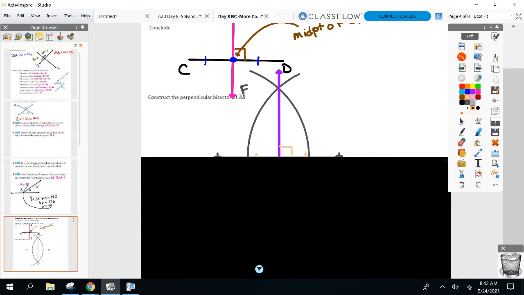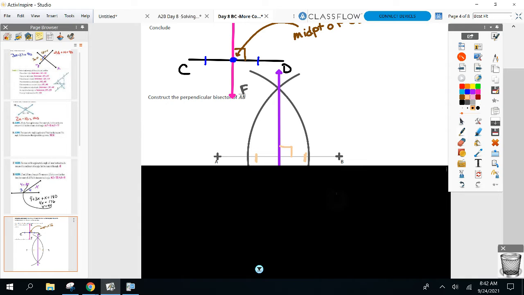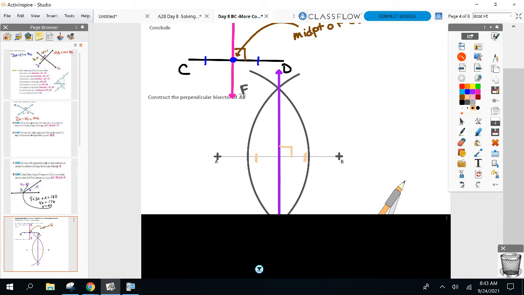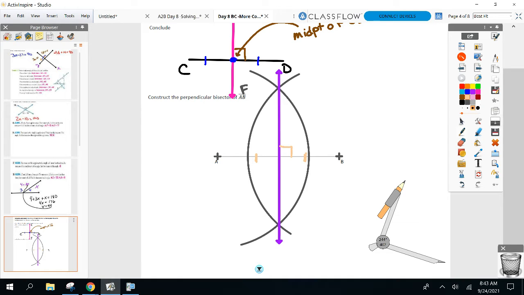But the only thing I can bisect is what? A segment. I can't bisect a line. Why not? Because there's no midpoint. There is no midpoint. I can't bisect a ray. Why not? Same thing as a line. It goes on forever. The only thing I can bisect is a line segment or an angle. Good questions, guys. All right, what do we got up next?